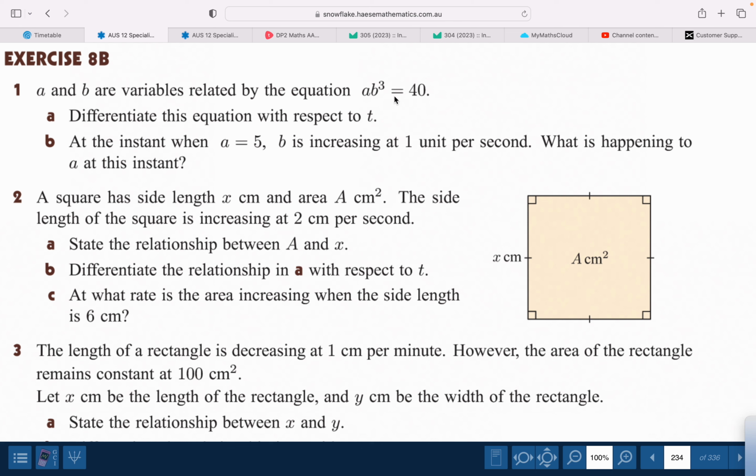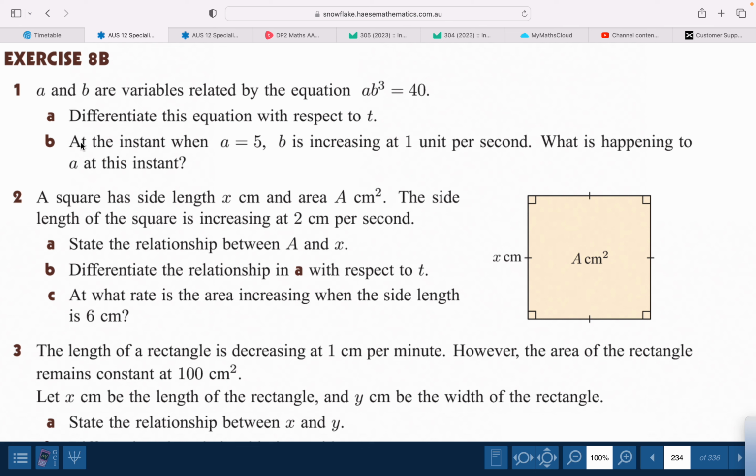They are related by the equation a b cubed equals 40. Differentiate the equation with respect to t, so that will require implicit differentiation. The good news is they're giving you the equation in question 1. Sometimes you'll have to come up with it.